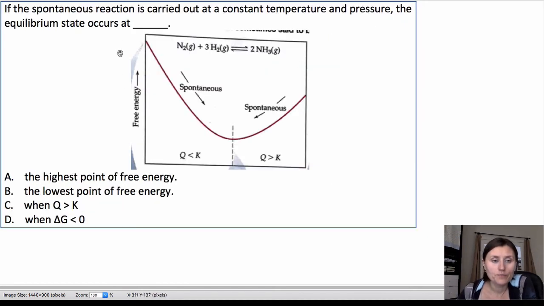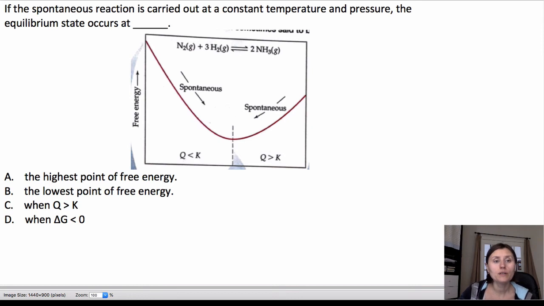All right, following question. If the spontaneous reaction is carried out at a constant temperature and pressure, the equilibrium state occurs at fill in the blank. So we're given this chart, and then we have 4 choices. So what does this chart tell us? We've got free energy on the y-axis, and the extent of the reaction or the equilibrium constant for this reaction on the x-axis. And then it shows us where the equilibrium occurs. So the equilibrium here occurs right at this point.